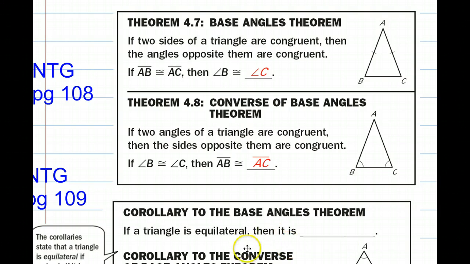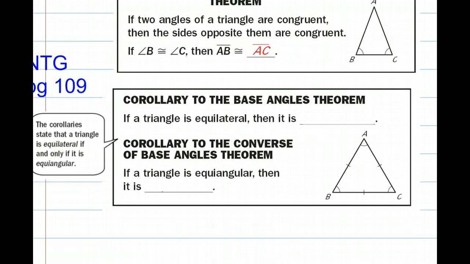Now let's take a look at a theorem about an equilateral triangle. If a triangle is equilateral, not only are all the sides congruent, but all the angles are congruent, and we call a shape where all the angles are congruent equiangular. So if a triangle is equiangular, which means all the angles are congruent, then it's also equilateral, because an equilateral triangle has the special property that all the angles are congruent.